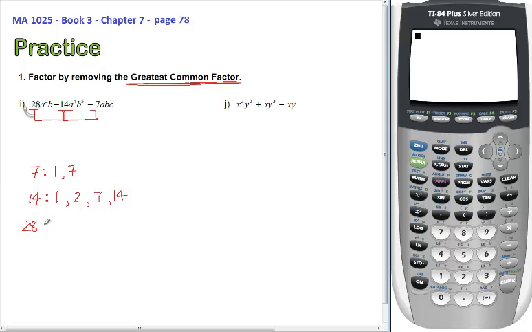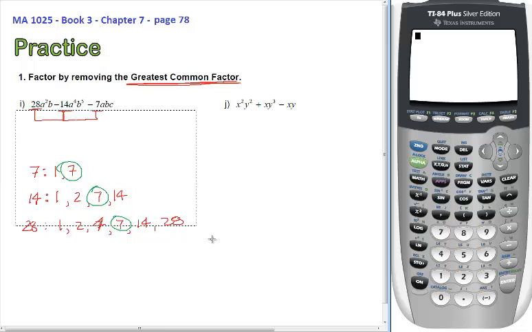And the factors for 28 are 1 times 28, 2 times 14, 4 times 7. So I'll list them all in order. There you have it. Now, the greatest common factor, of course, is the highest number that is in all those lists, which is 7. So we know the GCF is 7. Now, how can we find it otherwise?